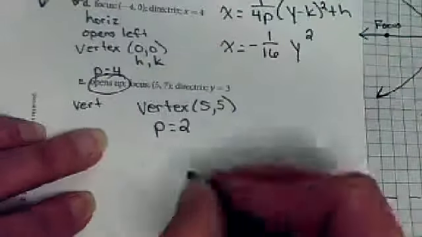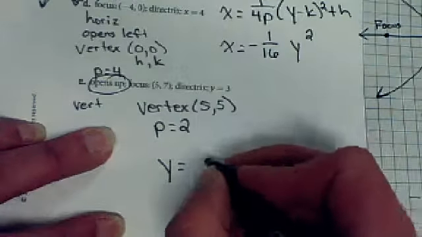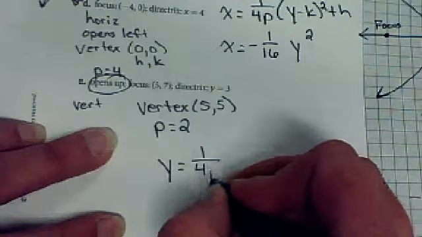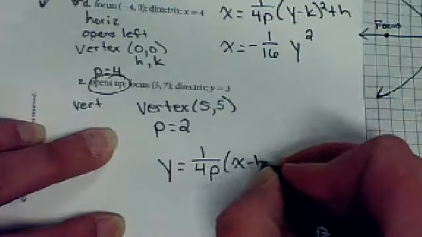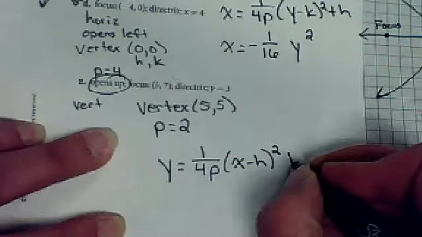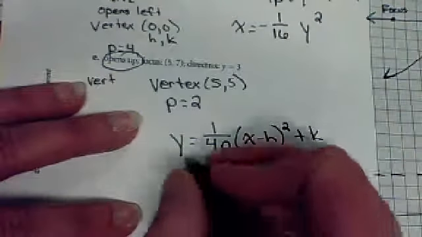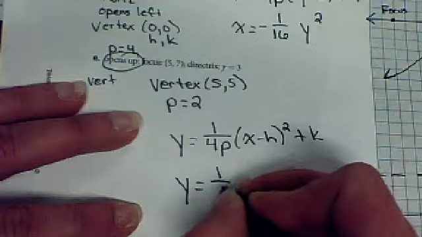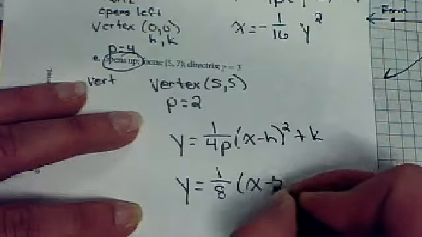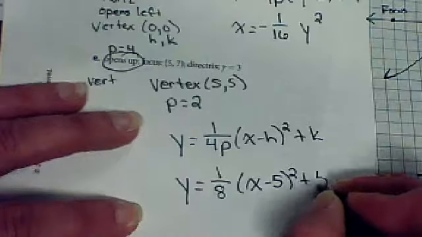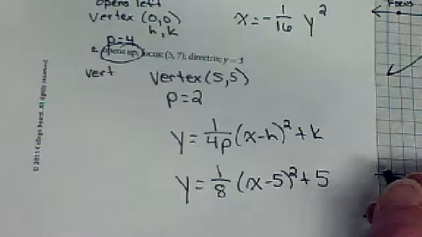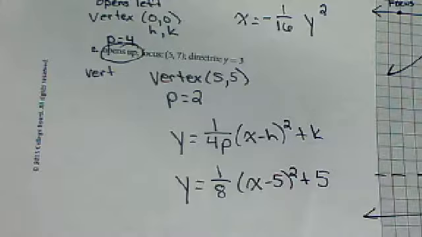So why don't you try? I'll write the generic version of the vertical parabola. You take a moment and try to write the equation while I put the answer up here, and then you can check to see if you're right. On the homework, you're going to be doing the same exact steps.